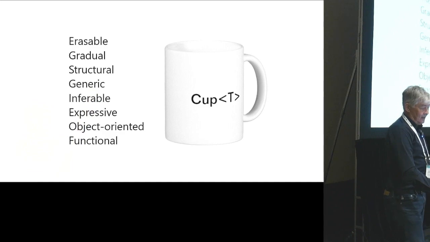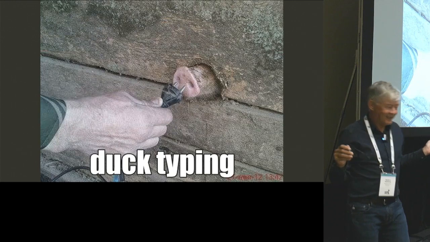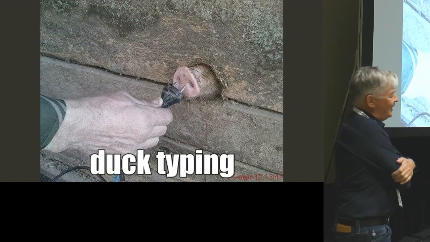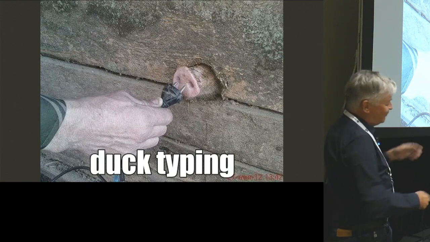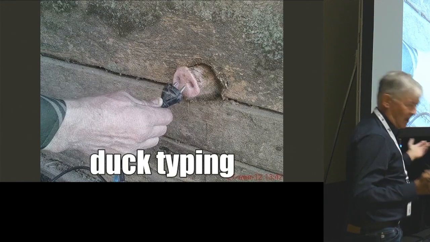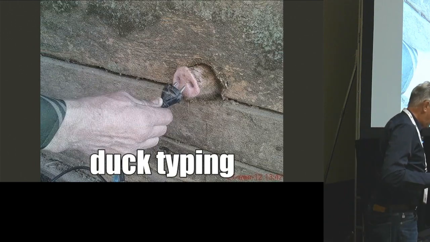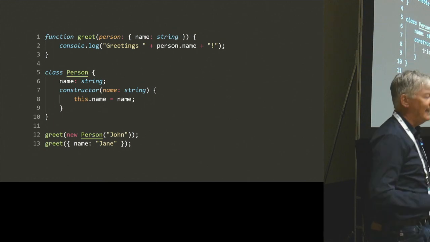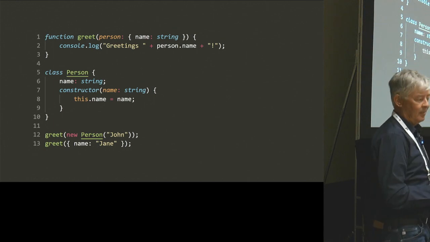Now, our type system is structural, and as you all know, JavaScript is duck typed, right? I mean, if it walks like a duck, it looks like a duck, it's a duck. It's good enough, right? Here's, for example, some code where we have a greet function that takes something that has a name property. And you'll see that we can either have a person class with a name property, or we can just pass an object literal. It doesn't matter. Anything that has a name property is compatible here.